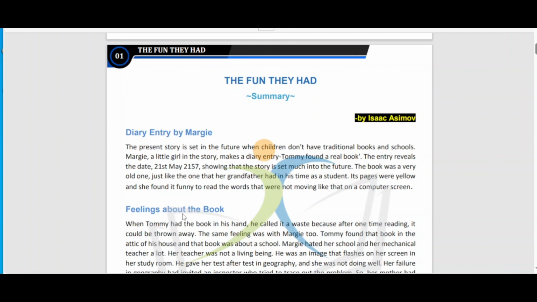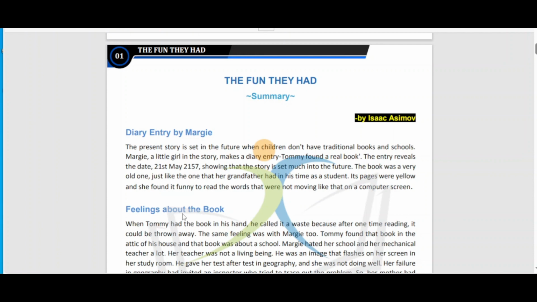So Margie, a little girl in the story, makes a diary entry. Tommy found a real book. So Margie always used to write a diary. On the same day, she makes a diary entry, what she had been writing since the complete day, that Tommy found a real book. Real book means printed one, traditional books.